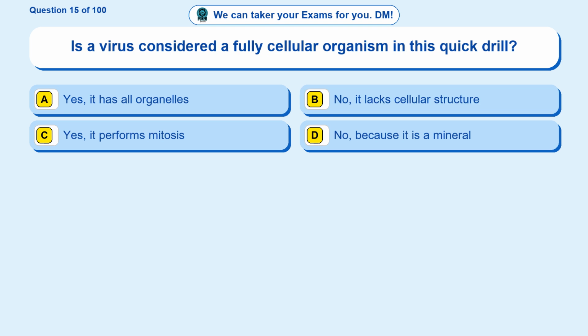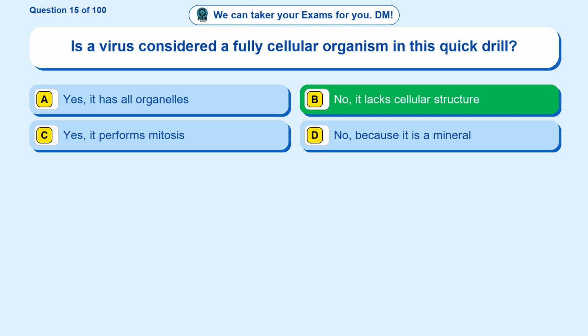Question 15. Is a virus considered a fully cellular organism in this quick drill? Option A. Yes, it has all organelles. Option B. No, it lacks cellular structure. Option C. Yes, it performs mitosis. Option D. No, because it is a mineral.